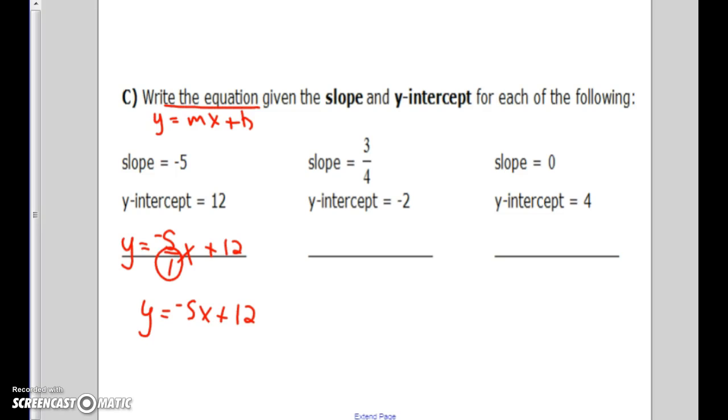So I'm going to give you a second to do the other two. All right, so tell me, what did you get for the equation on this one? Y is equal to what? 3/4 x minus 2. Very good. How many of you had that? Good. And then the last one, what did you put?